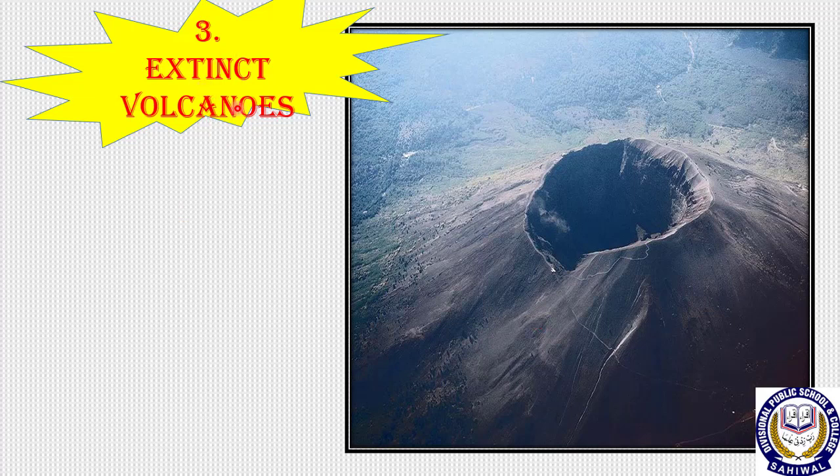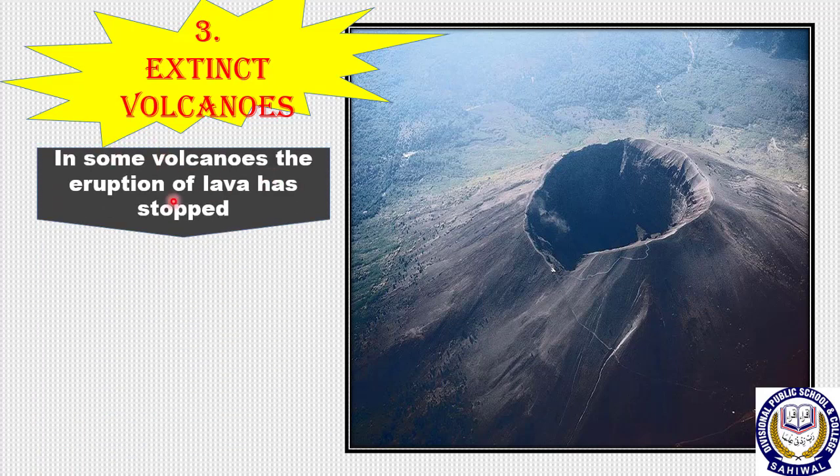Number 3, extinct volcanoes. You can see over here. Extinct volcanoes have not had an eruption in at least 10,000 years, and are not expected to erupt again in a comparable time scale of the future. Extinct volcanoes are those which have not erupted in human history.